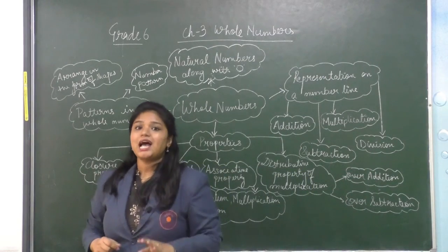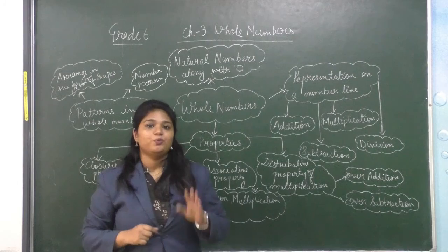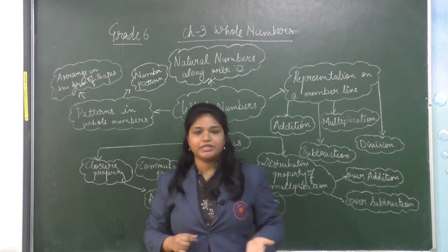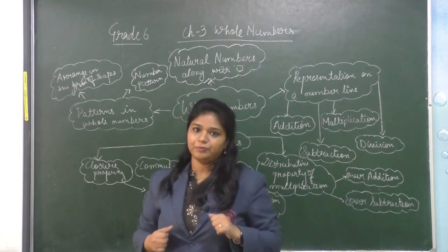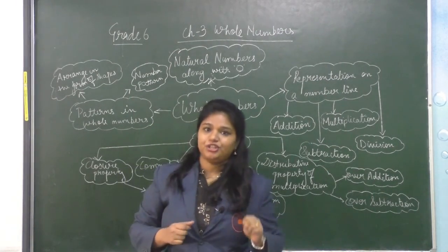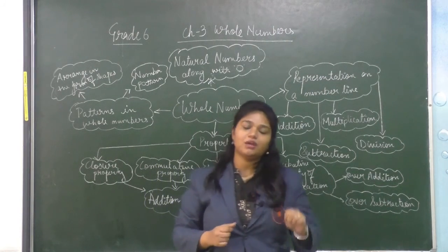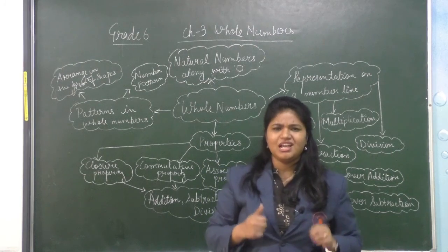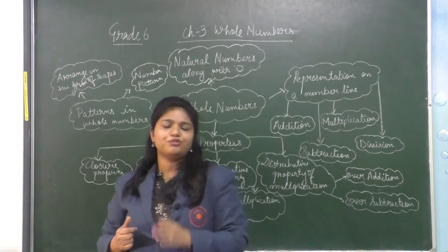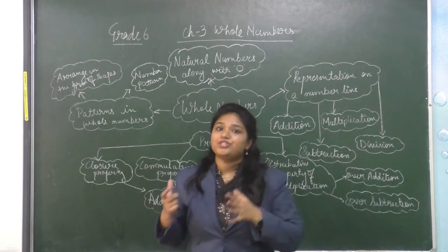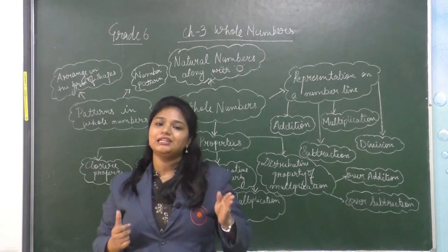Closure property stands true for addition, which means when we add two whole numbers, the answer obtained is also a whole number. The same thing is applicable for multiplication. When we multiply two whole numbers, the product obtained is also a whole number. Does closure property stand true for subtraction and division? No, it is not always true for subtraction and division.